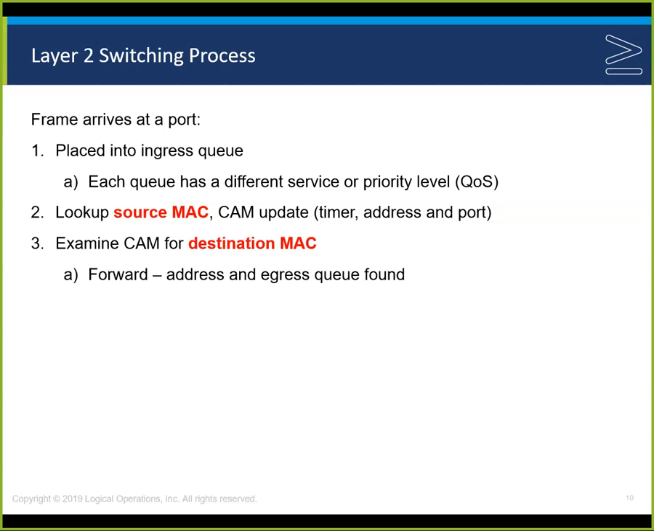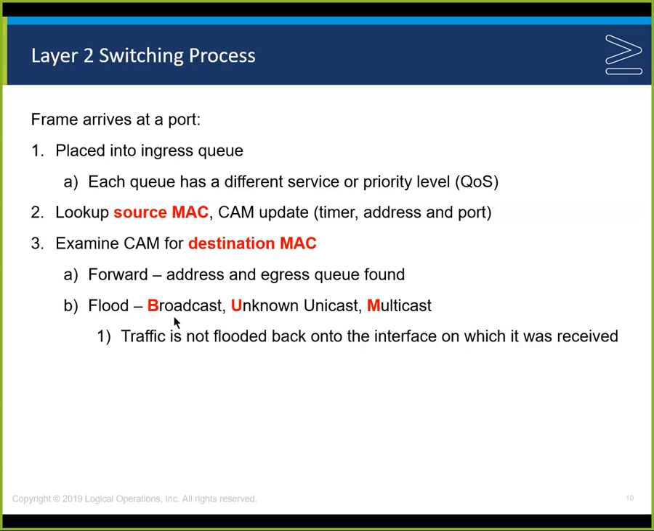The switch examines the CAM for the destination MAC address, and it forwards the frame if the egress queue is found. If it doesn't find it, it floods, and it floods broadcast traffic and unknown unicast traffic, and that was what we had in the demo. We had an unknown unicast, unknown because it didn't know where the MAC address was. So it had to flood it out all of the ports except the port that it came in on.